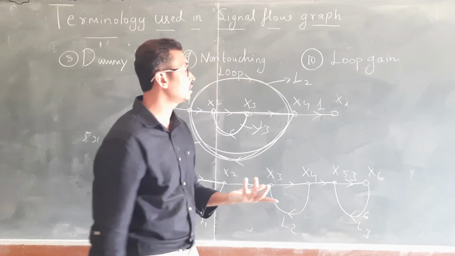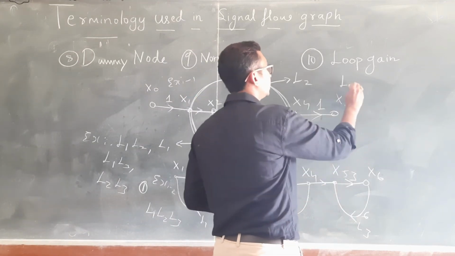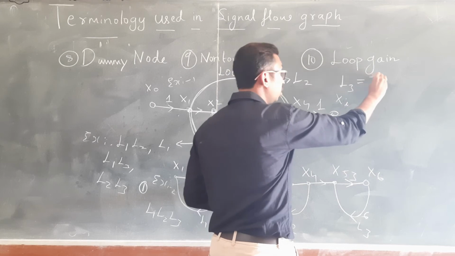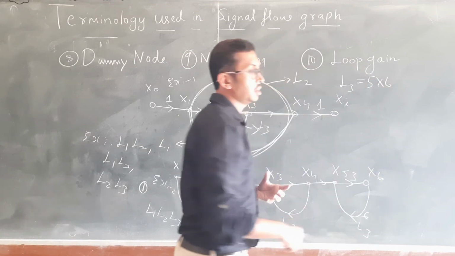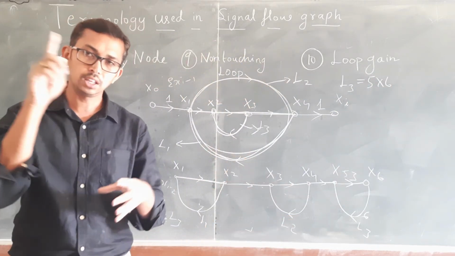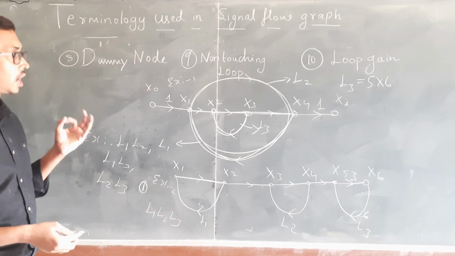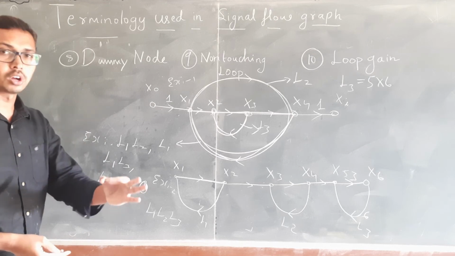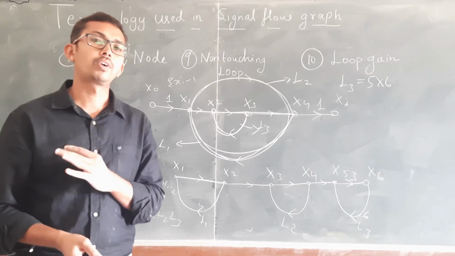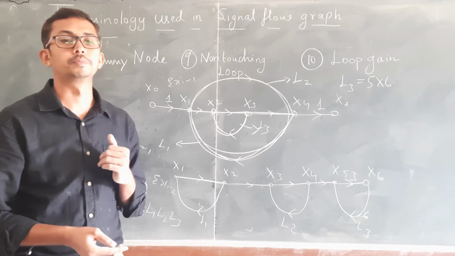What is the loop gain? So loop gain of this L3 will be equal to 5 into 6. It is a product of the branches in that loop. It is similar to the path gain. So these are the 10 terminologies that are very much required for us to solve the problem.